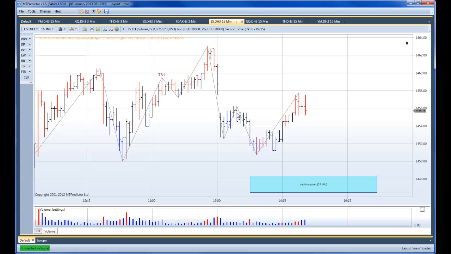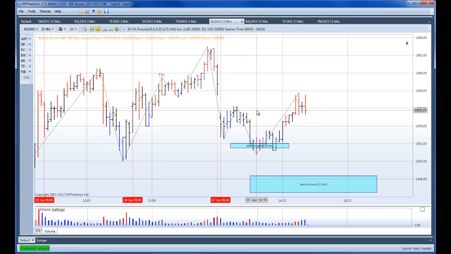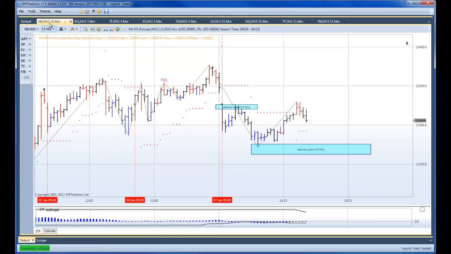The only time when you would have put the next DP level on the ES is once this swing here had been created. And obviously this was created during the day. If I put the session breaks on, created during the day. So if I put the decision point on from here, you can see that this did indeed catch the low of the day on the ES and rallied up. So really the only support on the ES would have come in around about 12 o'clock midday.